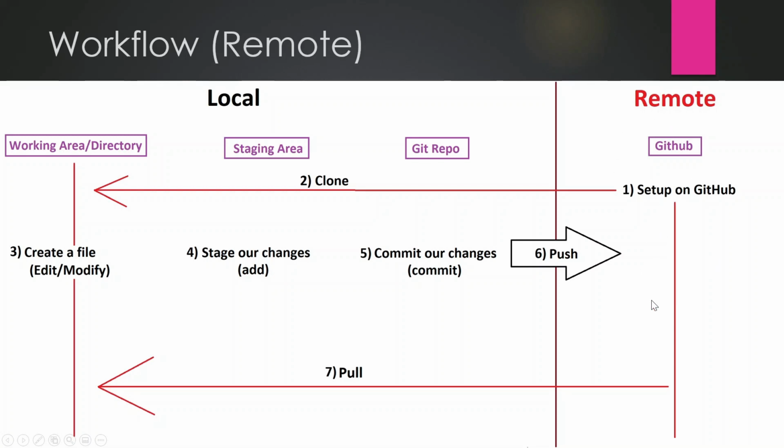And similarly, as I talked about in the previous slide, if any other developer has made some changes over here, you just have to pull it and those changes will be in your working directory. So this is the basic workflow. I'll just repeat it. You set up the repository on GitHub, clone it in your local, then create or modify a file, stage the changes, commit the changes, and then just push. If there is any change on the remote repository, just pull it into your working directory. So this is very easy to understand, guys.